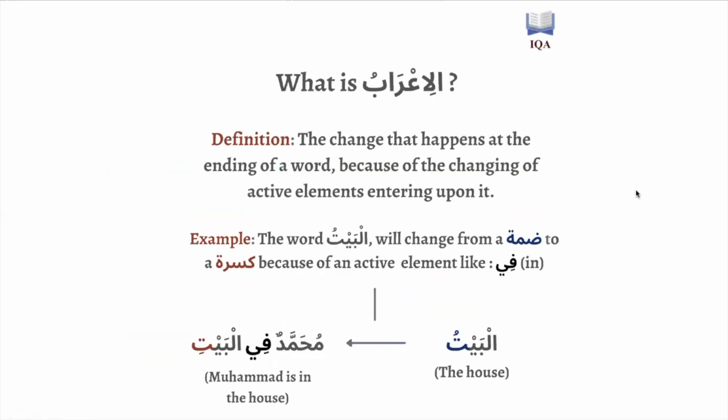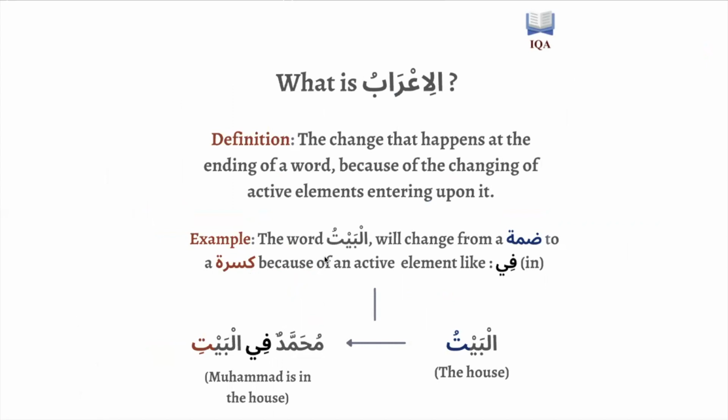What is an I'rab? An I'rab is a change that happens at the ending of a word because of the changing of active elements entering upon it. So what does this mean? A word in the Arabic language, its ending can change. So the word al-baytu, for example, will change from a dhamma to a kasra sometimes, right?